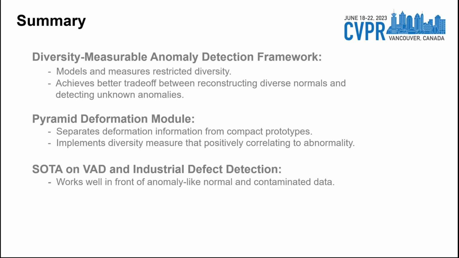In conclusion, the Diversity-Measurable Anomaly Detection framework models restricted diversity and achieves a better trade-off between reconstructing diverse normals and detecting unknown anomalies. As an implementation of DMAD, the pyramid deformation module performs a diversity measure that is positively correlated with the abnormalities. The results on both video anomaly detection and industrial defect detection show the effectiveness and applicability of our work.